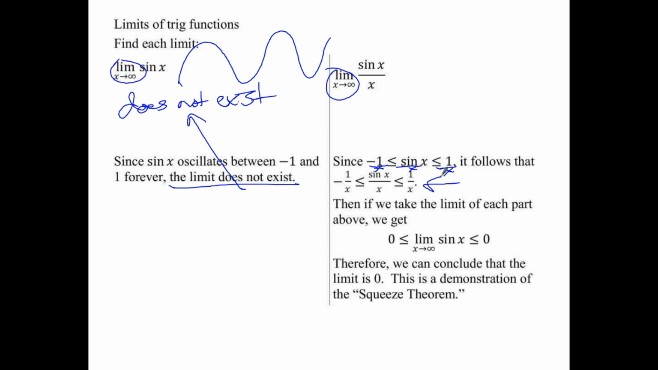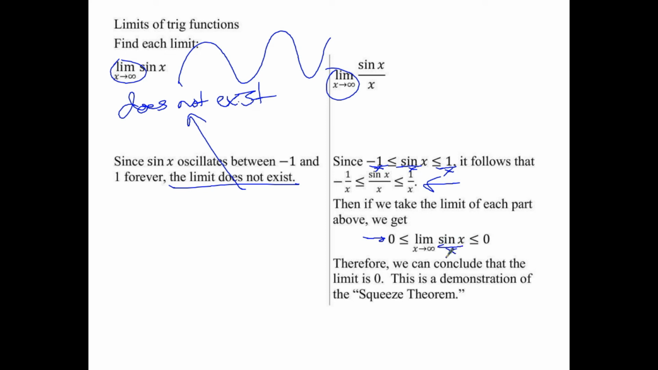Then if we take the limit of each of these three parts, the limit as x approaches infinity of -1 over x is 0. We know that from earlier. On the left side, the limit as x approaches infinity of 1 over x is 0. Again, we know that from earlier. So now we have 0 here is less than or equal to, this should be over x, sorry about that.